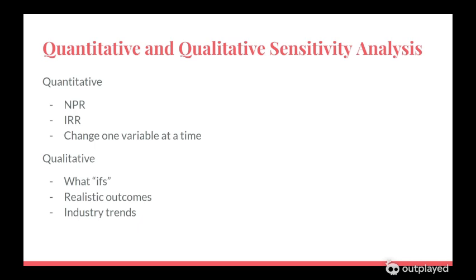Qualitative is more of seeing what ifs, realistic outcomes, and industry trends. Basically, the what ifs are like, what if a new competitor comes into the picture? What if some random thing that's out of your realistic control comes in, and how will that affect you? How would that affect your company?